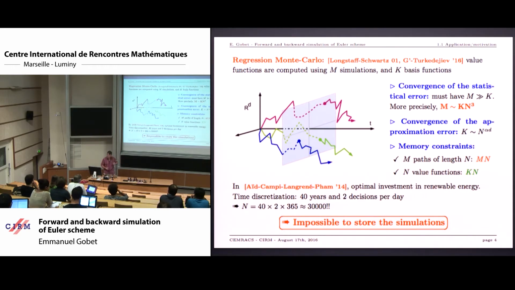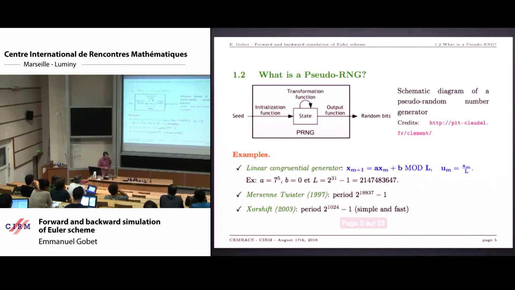So how to overcome this difficulty? In fact, the trick is not to store all the simulations and to regenerate efficiently the simulations you need. And so for this, we need some properties of the random number generator.